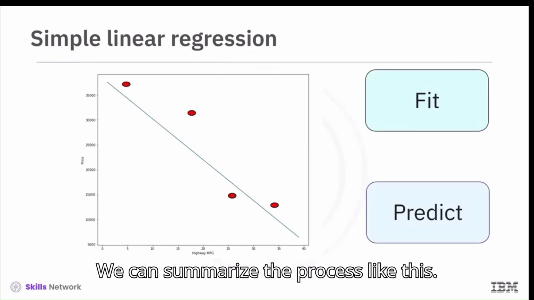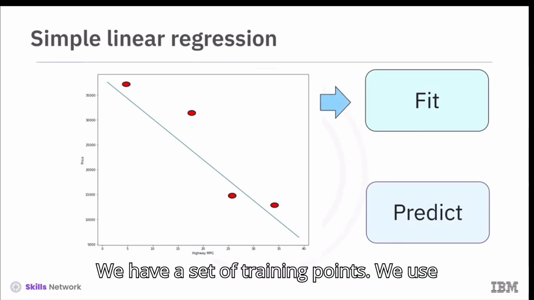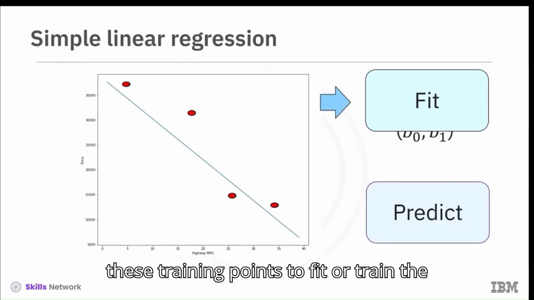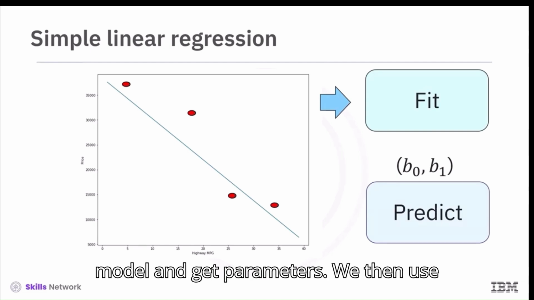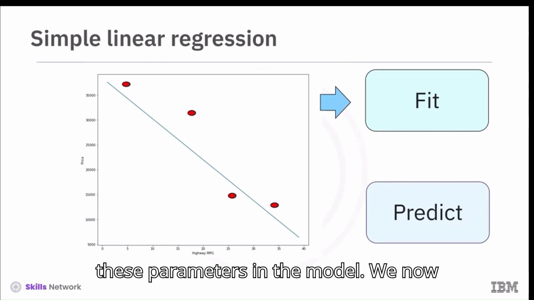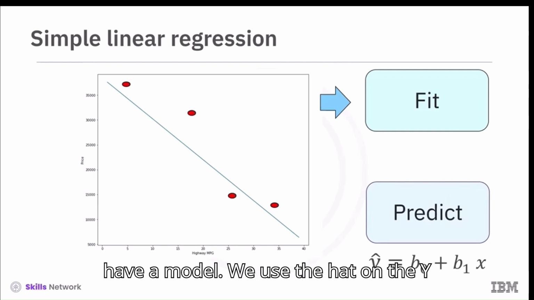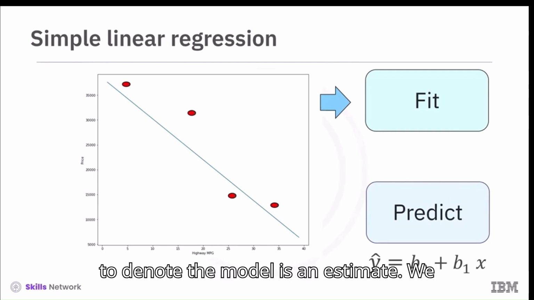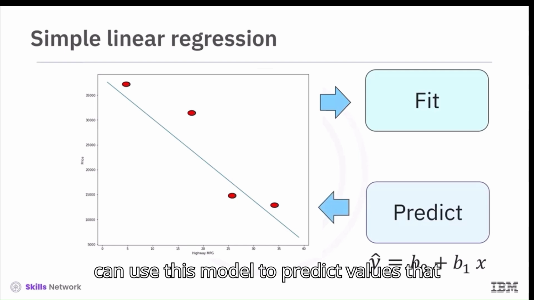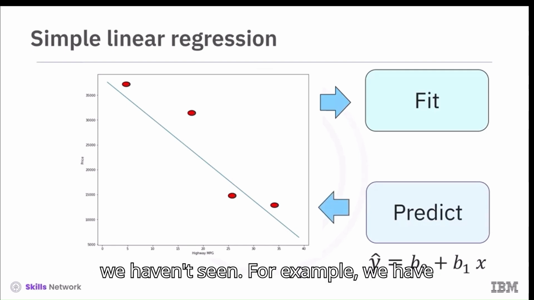We can summarize the process like this. We have a set of training points. We use these training points to fit or train the model and get parameters. We then use these parameters in the model. We now have a model. We use the hat on the Y to denote the model is an estimate. We can use this model to predict values that we haven't seen.